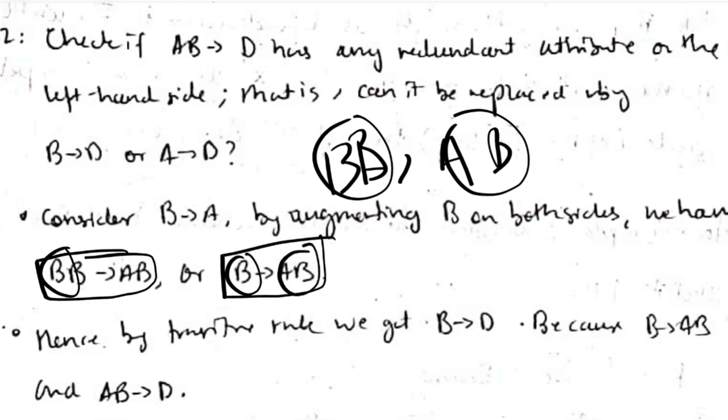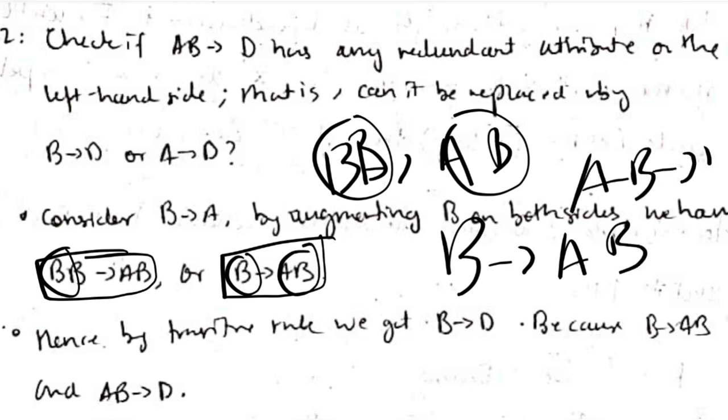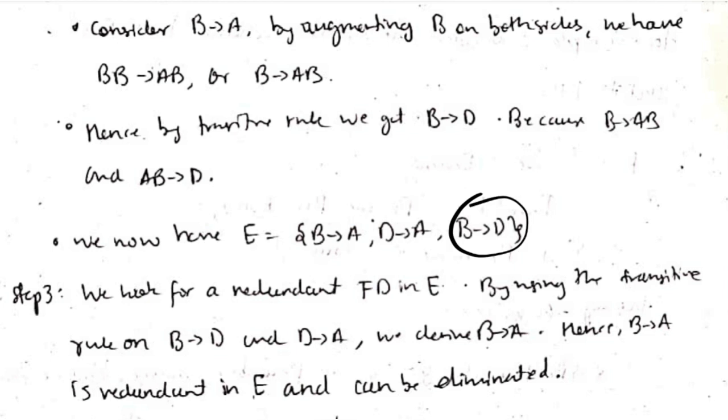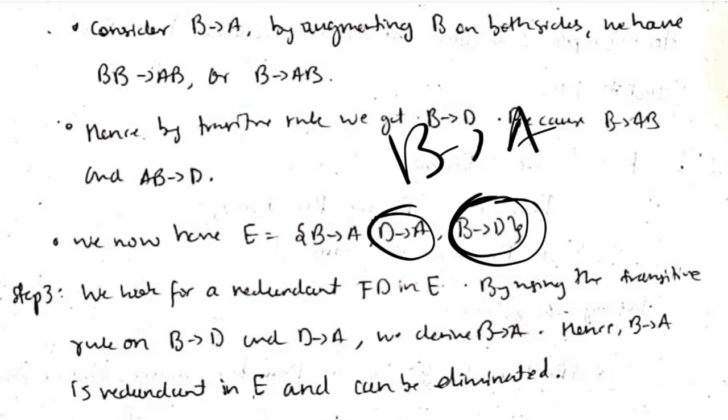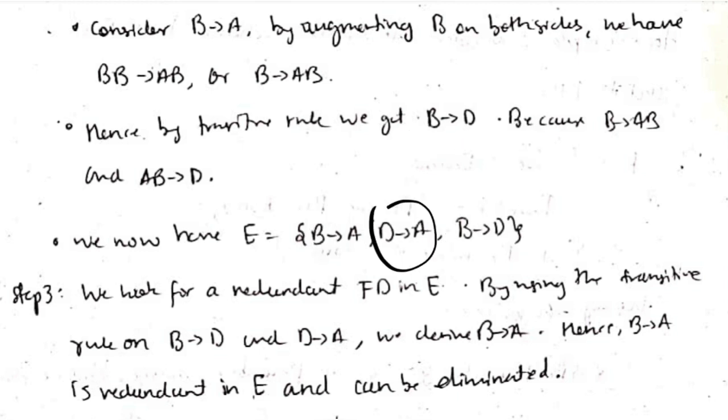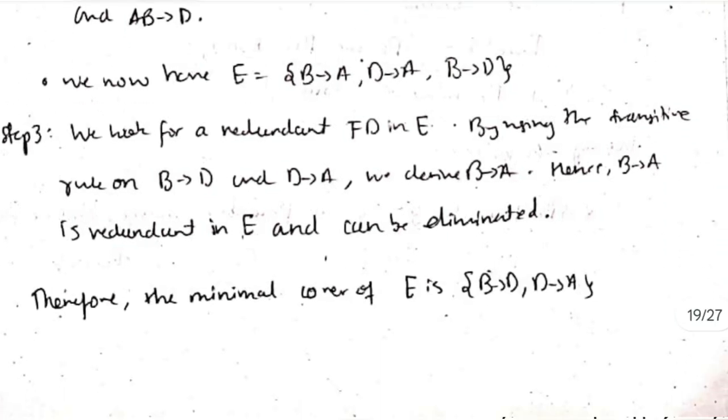Now I got this relation, B tends to AB, but already I have AB tends to D, right? So I can remove AB, I can just consider B tends to D, which I will be writing here. Now if you observe, B tends to D I have, and D tends to A I have. So I can directly write B tends to A, right? Transitive relation. So this one is already derived from these two. The derived ones we will be removing, so we'll be remaining with just two, D tends to A and B tends to D. That is the minimal cover in E.